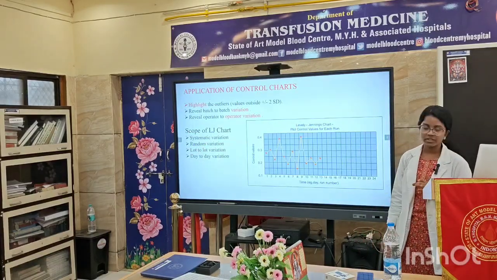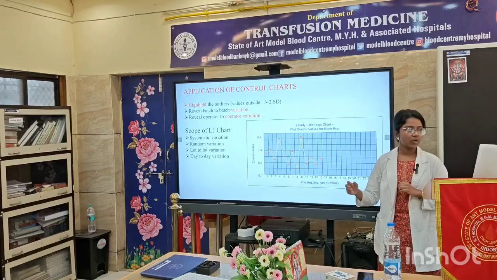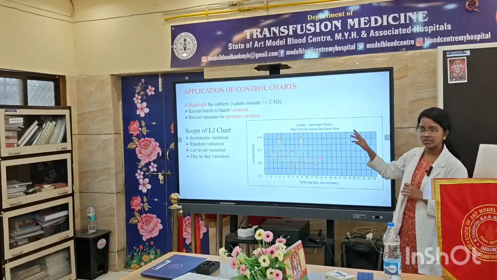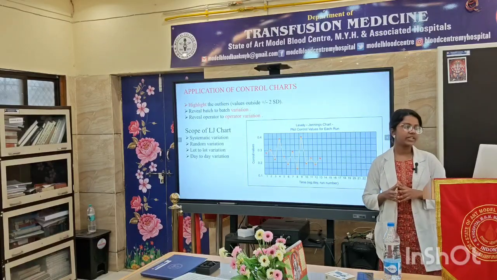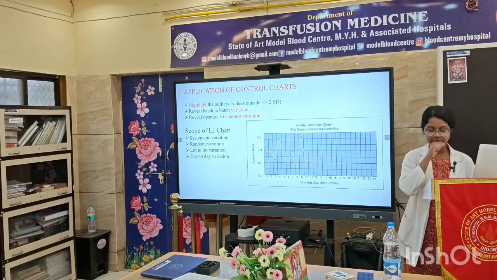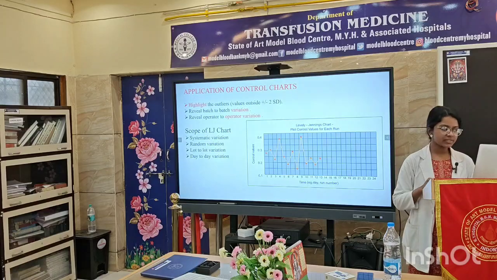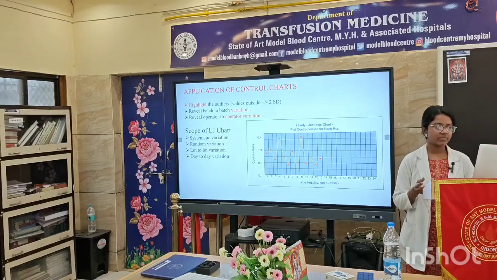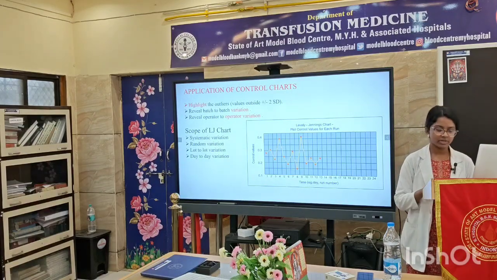So what is the application? It highlights the outliers, that is values outside ±2, and it reveals batch to batch variation, it reveals operator to operator variation. So what is the scope of this chart? It helps us in seeing the systemic variation, random variation, lot to lot variation, and day to day variation as well.